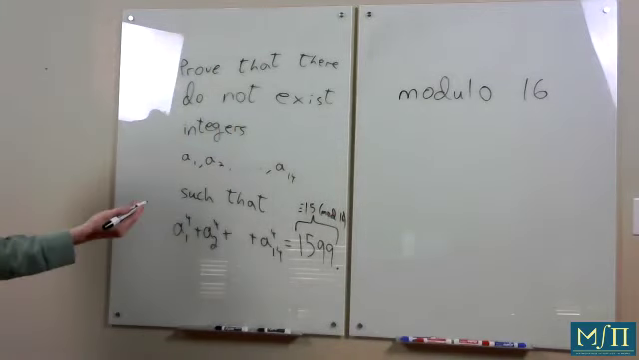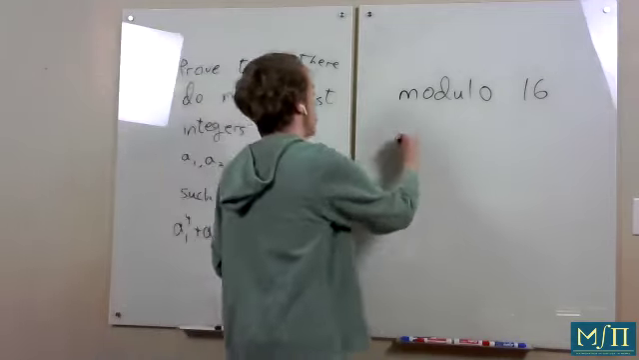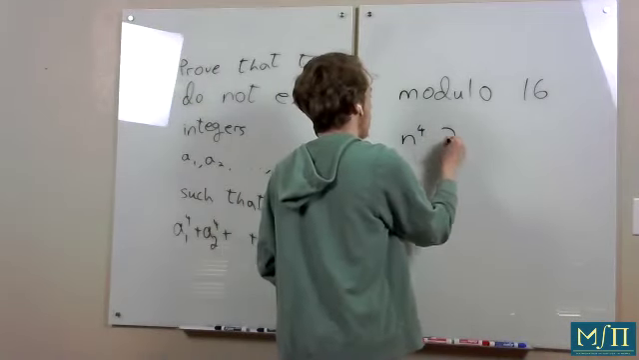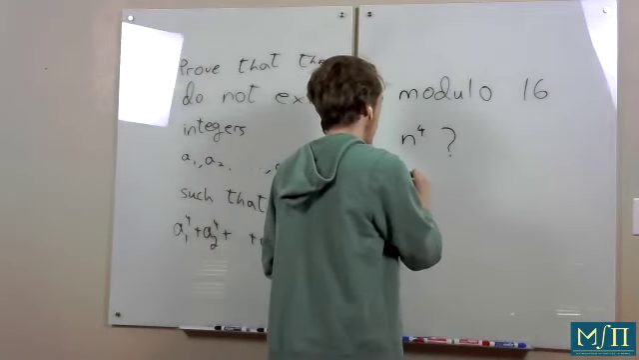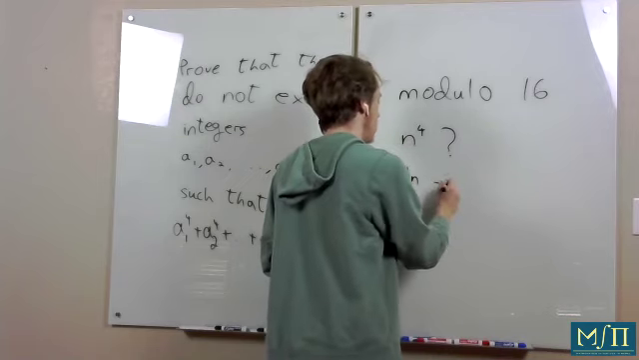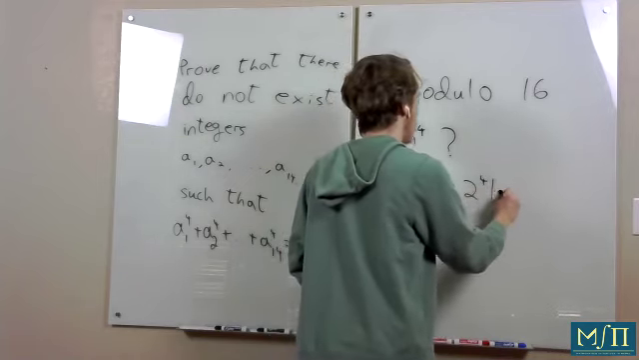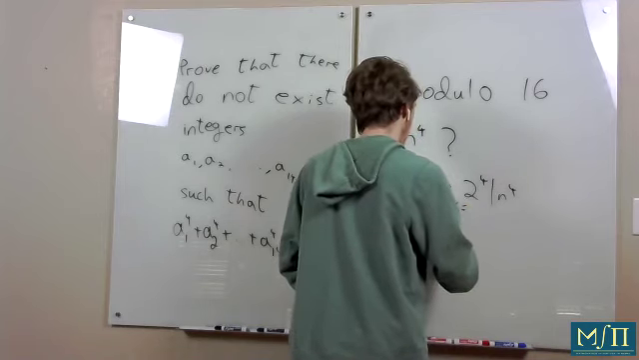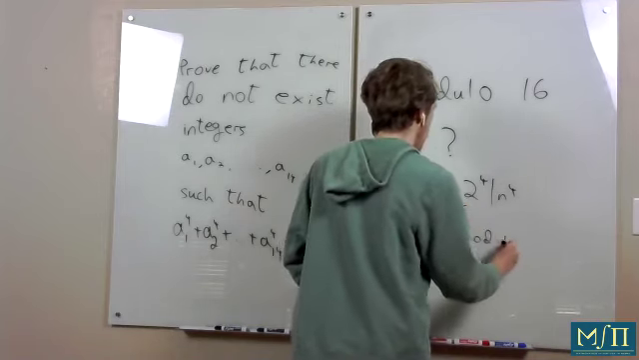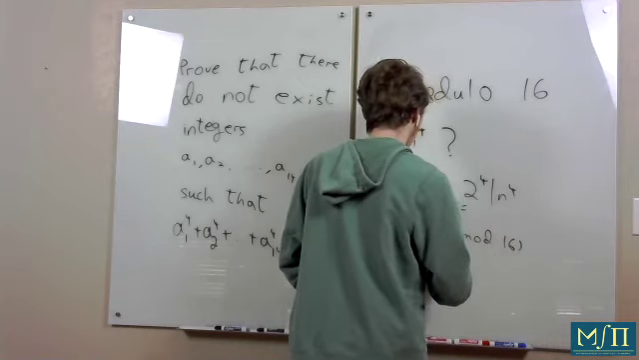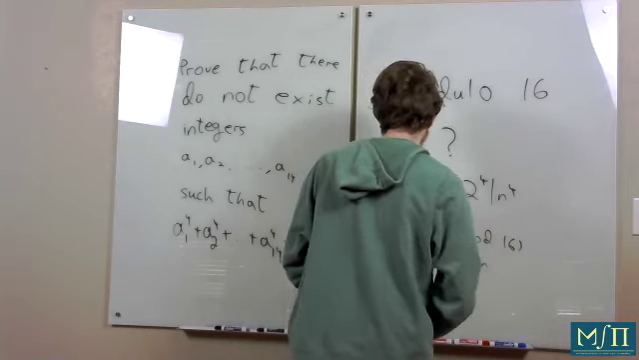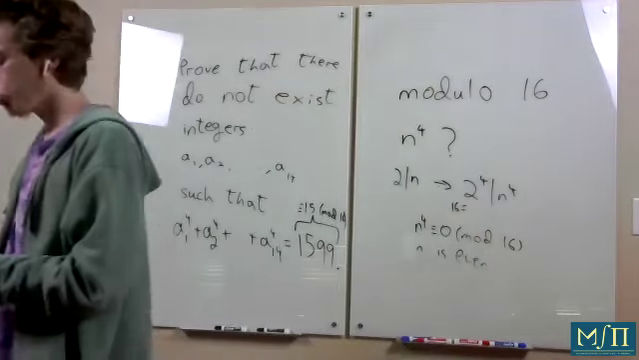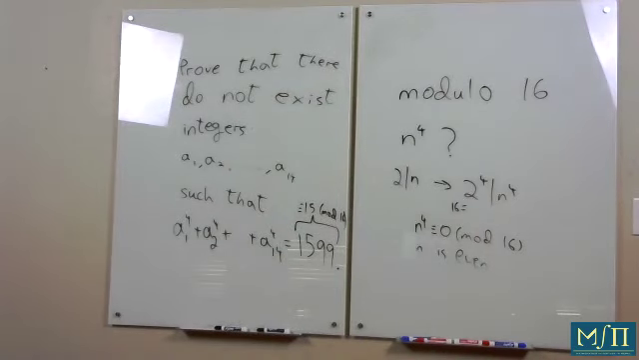However, whenever you take an integer and raise it to the 4th power, what do you get mod 16? Well, if n is even, then 2 to the 4th divides n to the 4th. That's 16. So n to the 4th is 0 mod 16 if n is even. What about if n is odd?